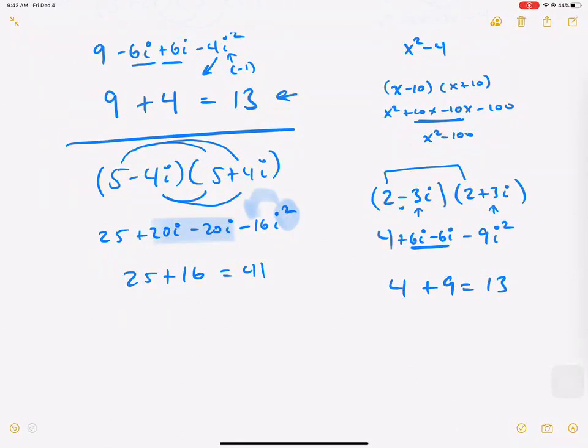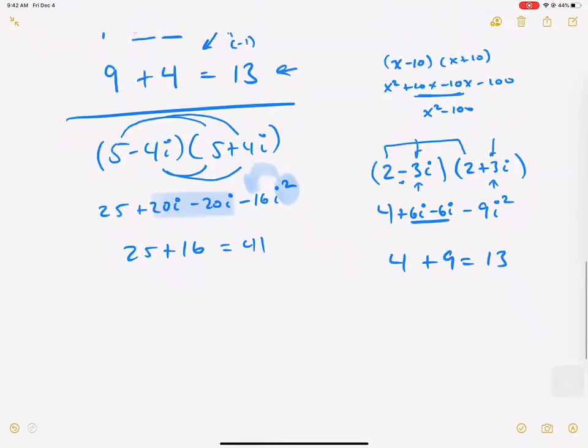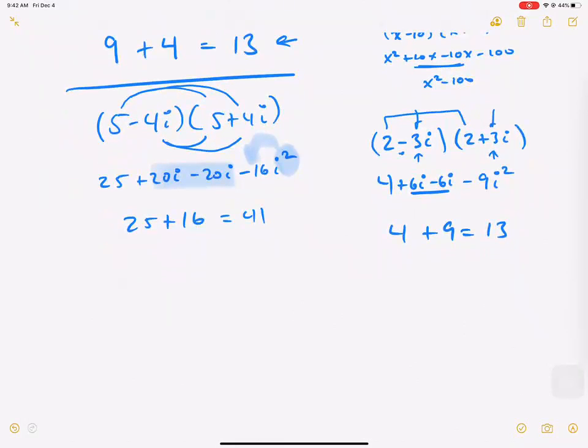And this negative 9, see, negative 3 and positive 3 should have been negative 9. But since we know it's going to be i squared, it flips to a positive. So it's really just squaring the front and squaring the back. Here we go, let's do another one.